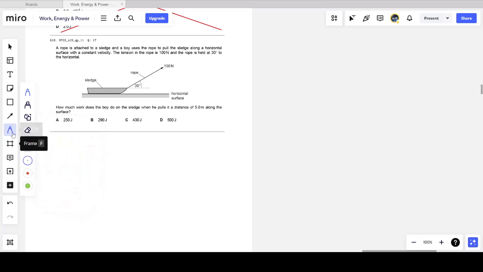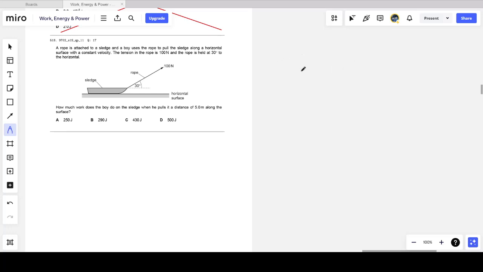And the next question is 518 from summer 2019, question paper 1, variant 1, and it's question 17 from that paper. We're told that a rope is attached to a sledge and a boy uses the rope to pull the sledge along a horizontal surface with a constant velocity. The tension in the rope is 100 newtons and the rope is held at 30 degrees to the horizontal. We want to know how much work the boy does on the sledge when he pulls it a distance of 5 meters along the surface.